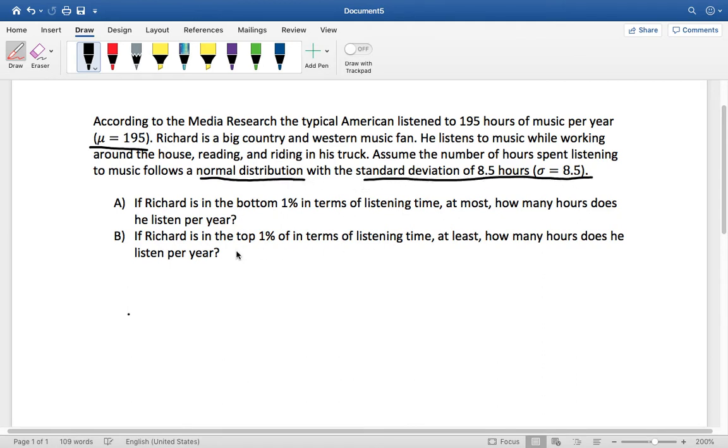And now we ask a couple of questions. So let's look at part A. We actually have the distribution of how much time Americans spend listening to music each year, and that is our random variable X. That's what the question is about. The average listening time is 195, and the standard deviation is 8.5. So what do they actually want us to do for part A?